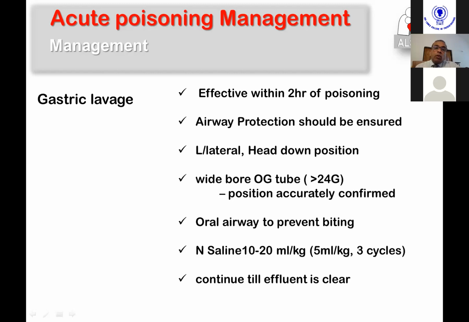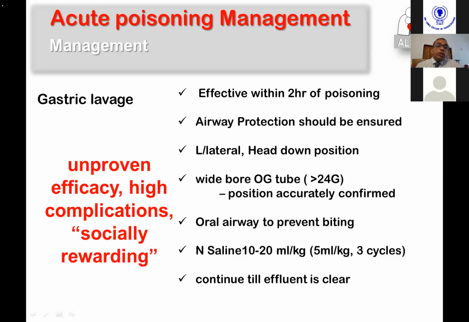An oral airway has to be inserted to prevent biting of the tube because it is an orogastric tube. We use wide bore tubes because it is easy to remove the poison. It is done with normal saline, usually 10 to 20 ml aliquots, that means 5 ml per kg for very small children. Usually 3-4 cycles, but ideally it has to be done until the effluent is clear. Sometimes when the poisonous substance is clear, it is very difficult to determine the number of cycles, but usually 3-4 cycles have to be done.